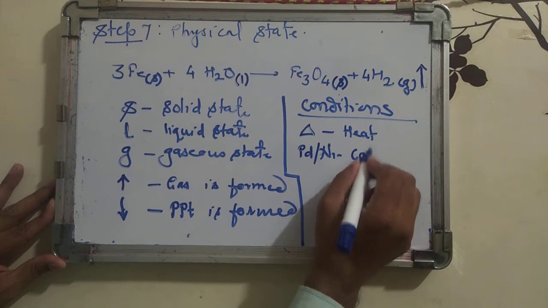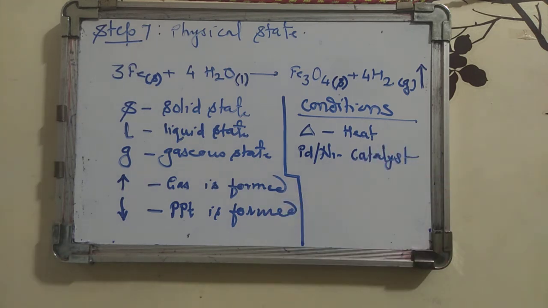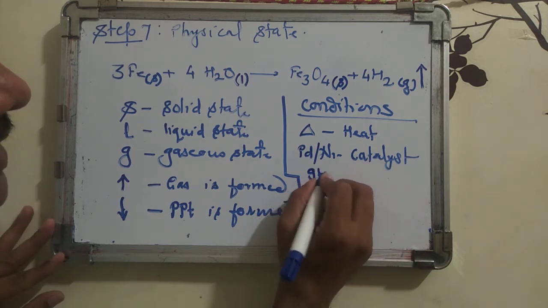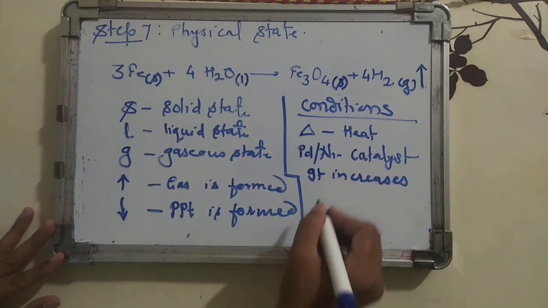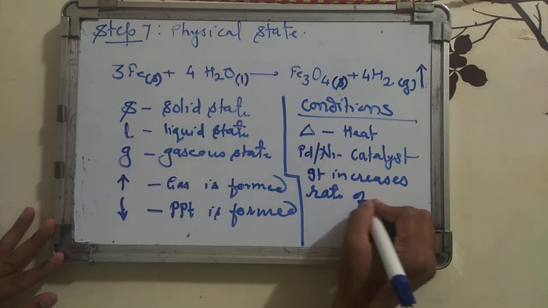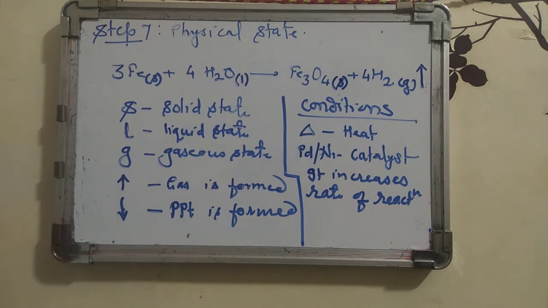They are called the catalyst. Catalysts are the chemicals which enhance the rate of reaction. So it increases the rate of reaction. Rate of reaction means speed of the reaction. So what are those catalysts?